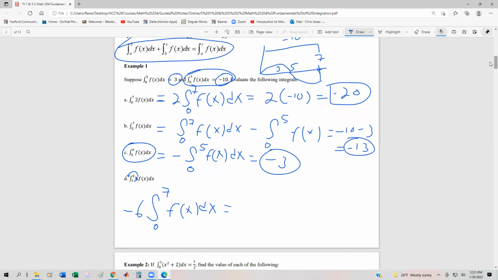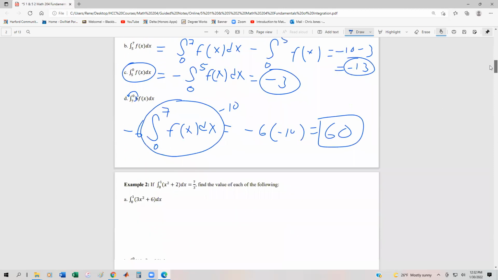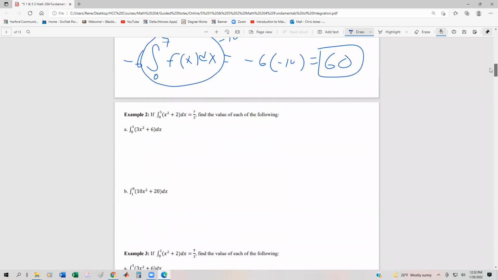Now we already know what the value of this is. That's negative 10, given to us right here in the original problem. And so we're going to wind up with negative 6 times negative 10, otherwise known as 60. One last example before we finish this off, and then we'll stop this video and start another one. Let's say we have the integral from 0 to 1 of x squared plus 2 dx is 7/3. We're going to find the value of each of the following.